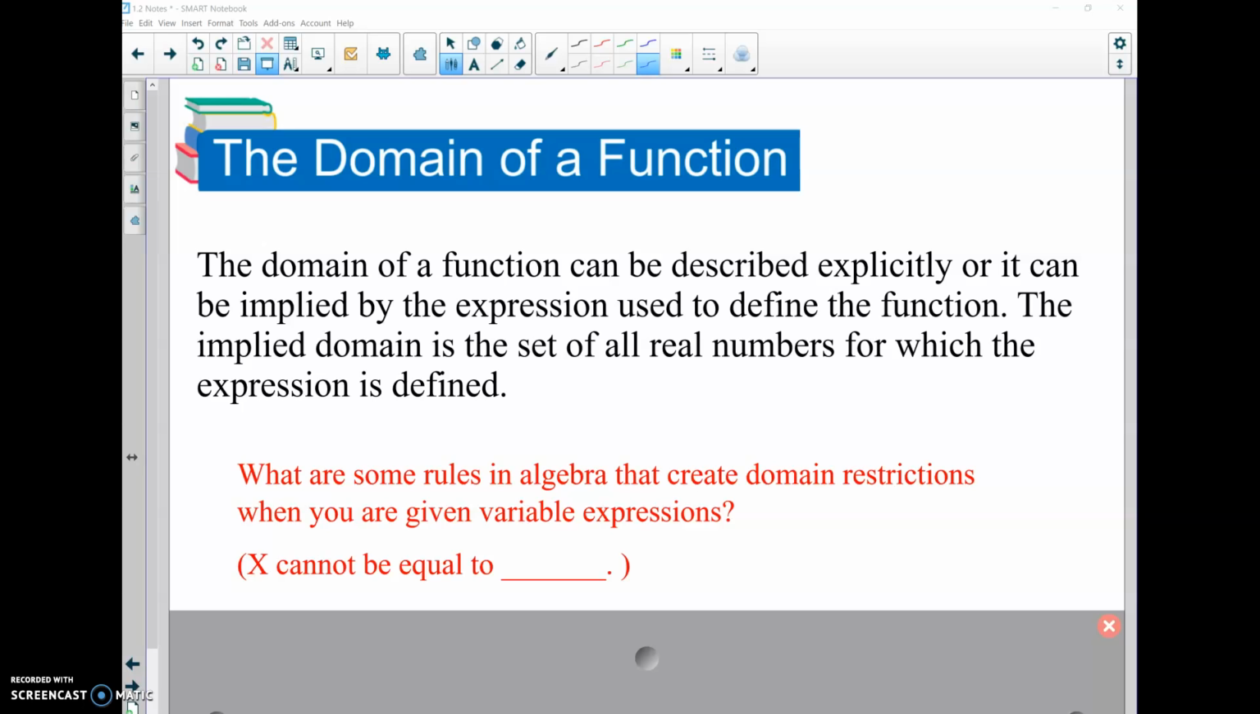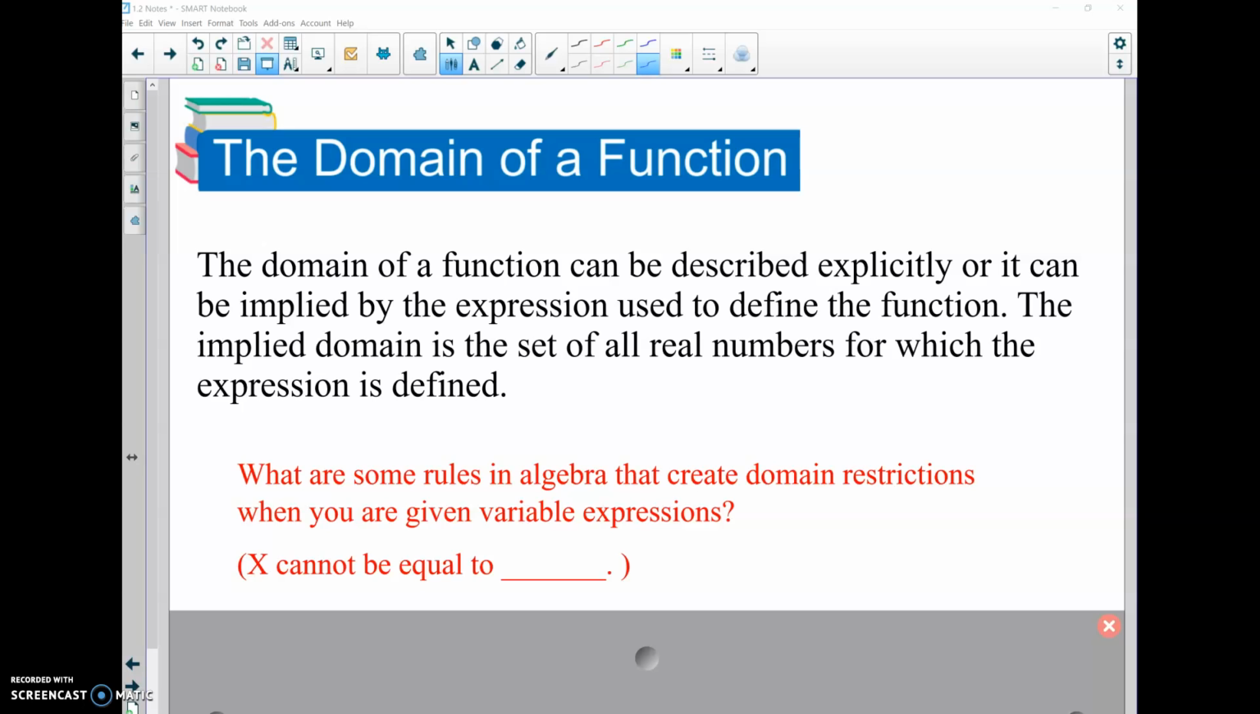Domain of functions: your x values, your input. You can be given them explicitly, saying x is greater than 2, or look based on the expression given for the function. There are some mathematical rules that may create something called domain restrictions. So you may need to understand that your domain might be the set of all real numbers except for a few instances, or it only might be a partial piece of your number line for x.